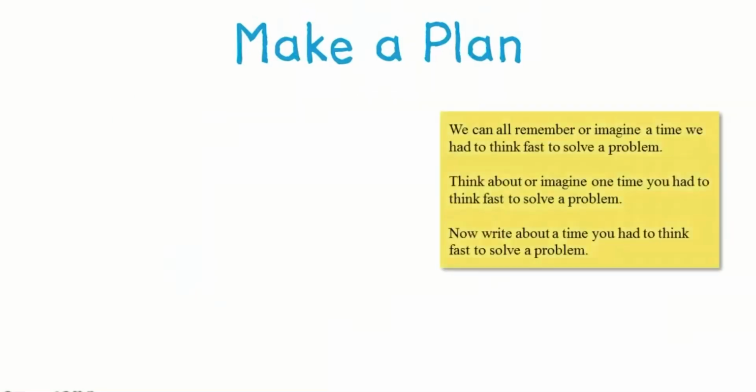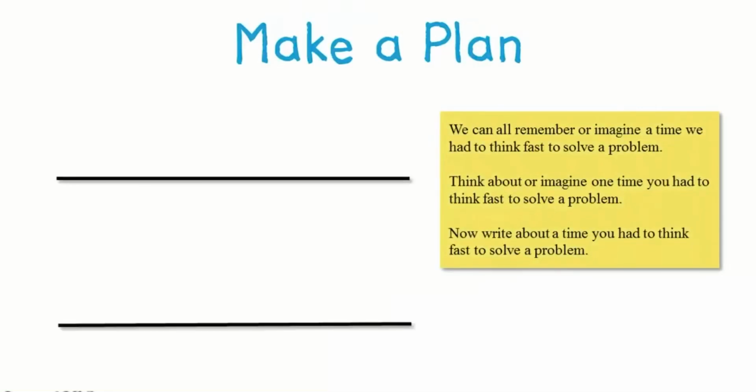Now I'm ready to make my plan. To do this, I'm going to separate my paper into three parts to plan my beginning, my middle, and my end. In the beginning, I'm going to jot down CSP for characters, setting, problem.